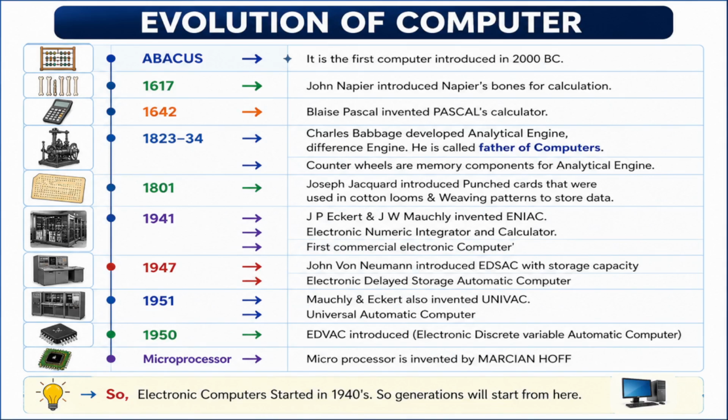Joseph Jacquard introduced the punch card. This is very important. Who introduced the punch card? Joseph Jacquard. J.P. Eckert and J.P. Mauchly invented ENIAC. Mauchly and Eckert also invented UNIVAC, Universal Automatic Computer.